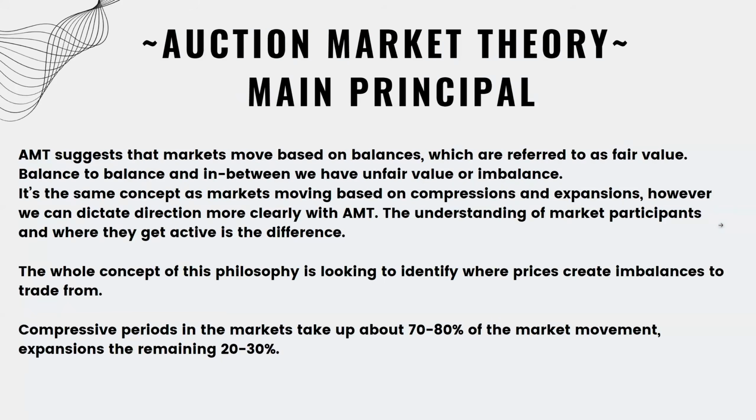So auction market theory, the main principle. As we know, it suggests that markets move based on balances. Now, what are balances? They're generally defined as fair value. So where the majority of the volume tends to be, or the majority of the sample size tends to be. So markets also move based on balance to balance movement. And in between those balances, we have something that we call unfair value or imbalanced areas. It's the same concept as markets moving based on compressions and expansions.